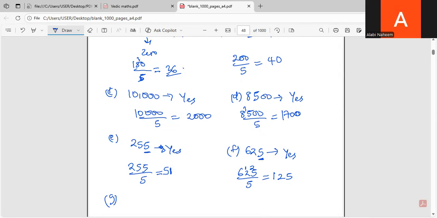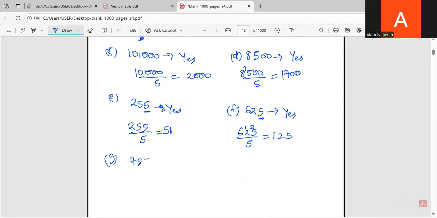785 and 238. 785. Does the number end in 5 or 0? It ends in 5, so it's divisible by 5. Let's confirm. 785 divided by 5. 5 in 7, that's 1 remainder 2. 5 in 28, that's 5 remainder 3. 5 in 35, that's 7. So we are right. It's divisible by 5.